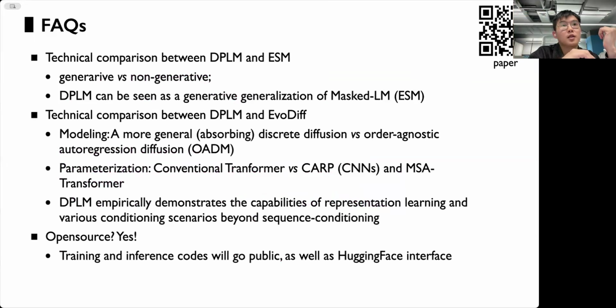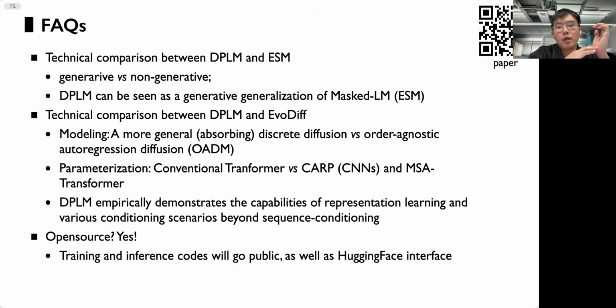And there are some questions. Many people are asking about a comparison between our model and ESM. We highlight that our model is a generative one and ESM is a non-generative one. Our model can be seen as a generative generalization of masked language models, for example ESM, and by nature we can generate samples. But for ESM, you need to introduce some Gibbs sampler or Monte Carlo method to sample from it.